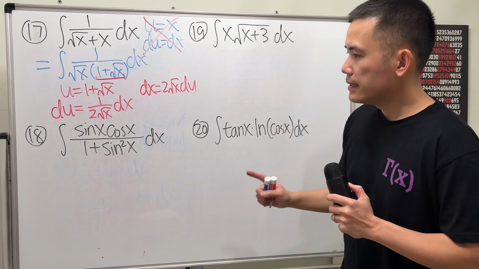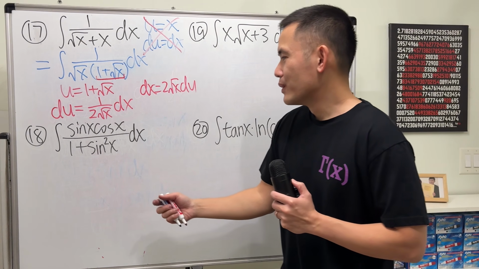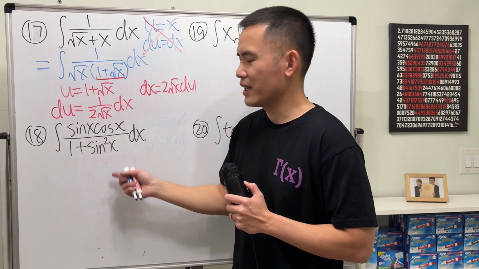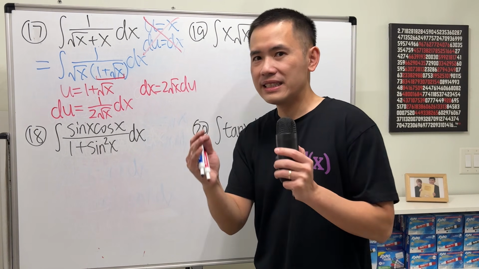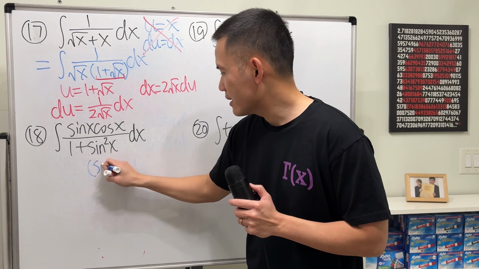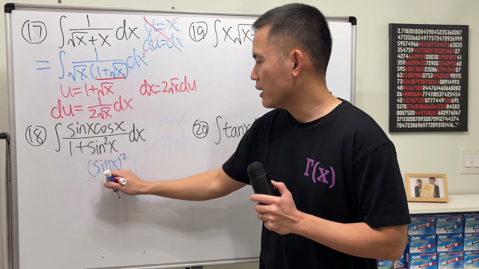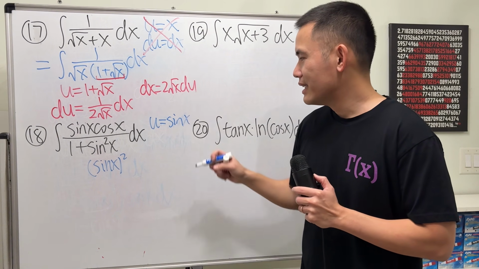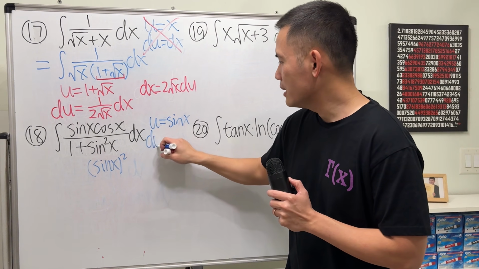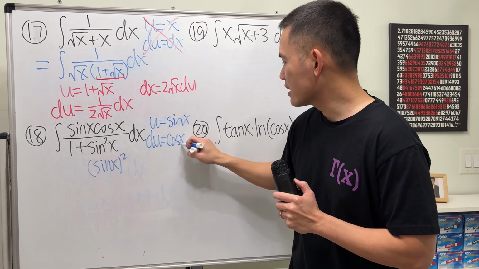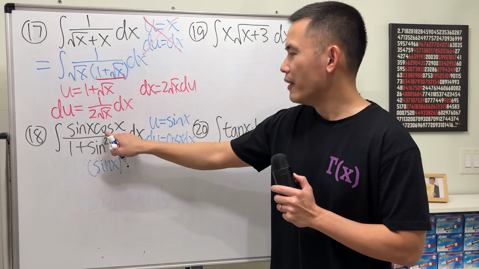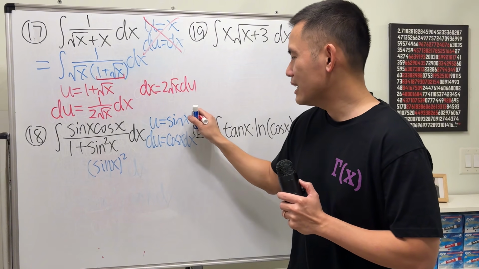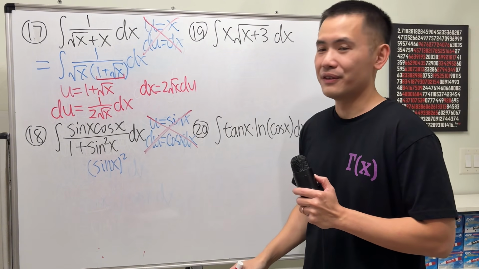Now, number 18. Okay, on the top we have sine x, cosine x, and then 1 plus sine squared x. So again, we can look at this as sine x to the second power, like the things that we did a few times already. But if you just said u is equal to this inner function, it's actually not enough, because du is only going to be cosine x dx. But on the top, not only do we have cosine x, we also have the sine x. So this right here, unfortunately, is not enough.